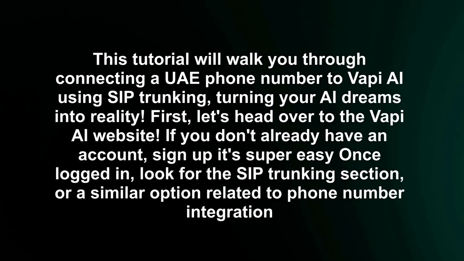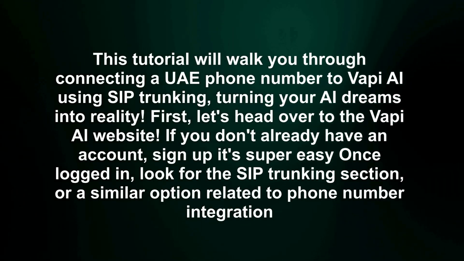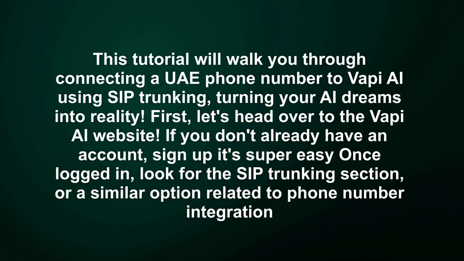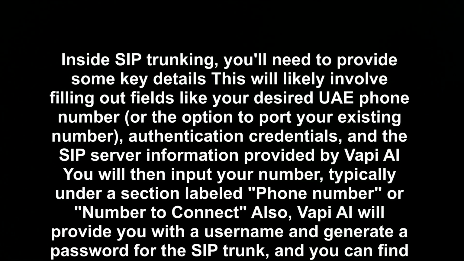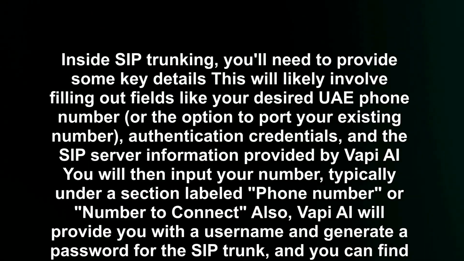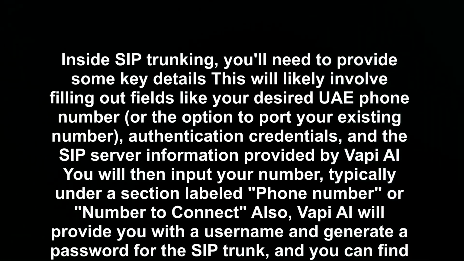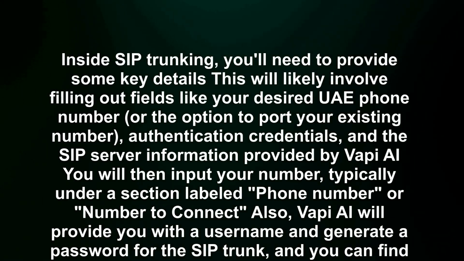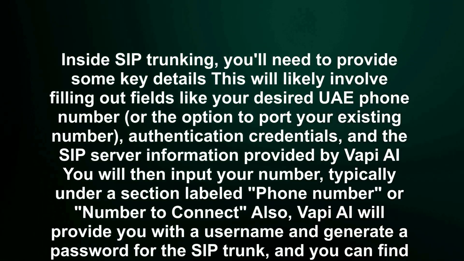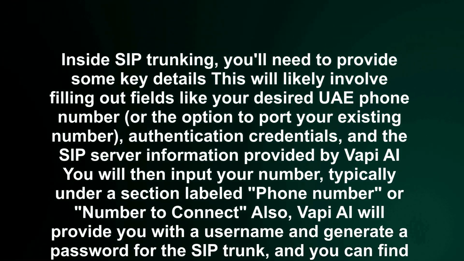If you don't already have an account, sign up. It's super easy. Once logged in, look for the SIP trunking section, or a similar option related to phone number integration. Inside SIP trunking, you'll need to provide some key details. This will likely involve filling out fields like your desired UAE phone number or the option to port your existing number, authentication credentials, and the SIP server information provided by Vapi Ai.